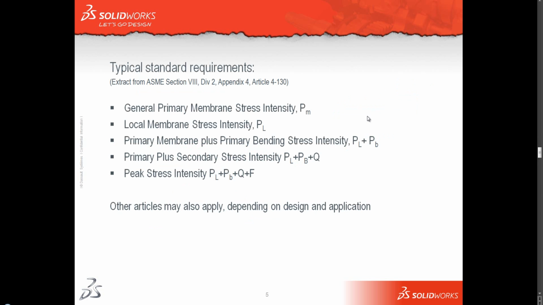Okay, we've also got primary membrane plus primary bending stress intensity, etc., etc. And this isn't a finite list. There might also be other articles that apply depending on the particular design, the materials you've used, and also the specific application of the pressure vessel. So for example, there might be times around humans where the standards are much tighter and the factors of safety have to be much higher, etc.